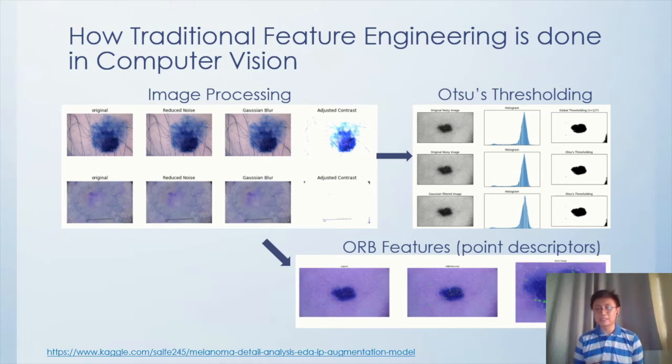Then from there, you can also apply more advanced techniques like Otsu's thresholding, where, simply put, it gets the most contrasted parts of the image. You can also get ORB features or other types of feature descriptors in your image. So ORB features are a type of point descriptors that capture little sites in your images, or patches of your images, that bear some characteristics that would describe that particular image.